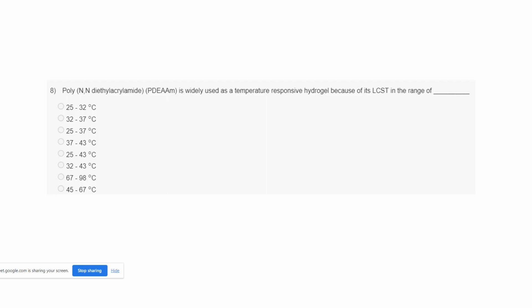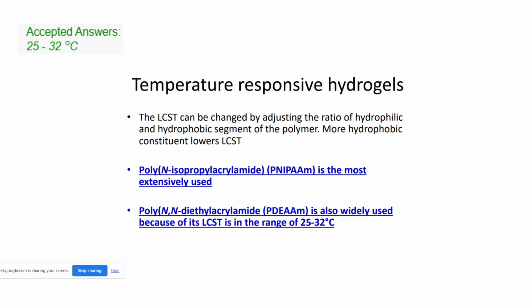Okay. Here the first option will be the correct answer, that is 25 to 32. So polyNIPAM, poly(N-isopropylacrylamide), is widely used because of its LCST in the range of 25 to 32 degrees Celsius. As we discussed before, LCST is the temperature above which the solubility of the polymers decreases in water. So you can imagine that above 32, that is basically in the body temperature, 37 degrees Celsius, if you want to form the hydrogel, then this is the best temperature, 25 to 32.